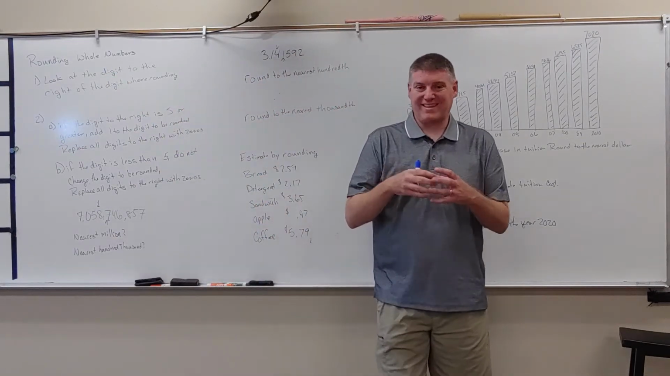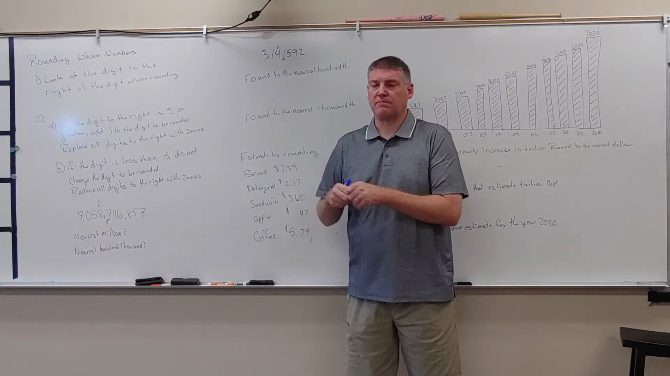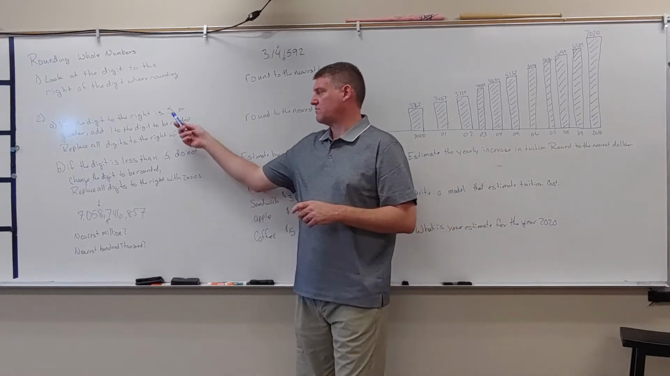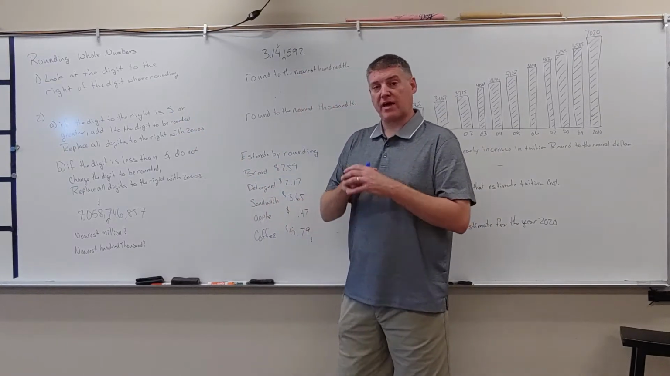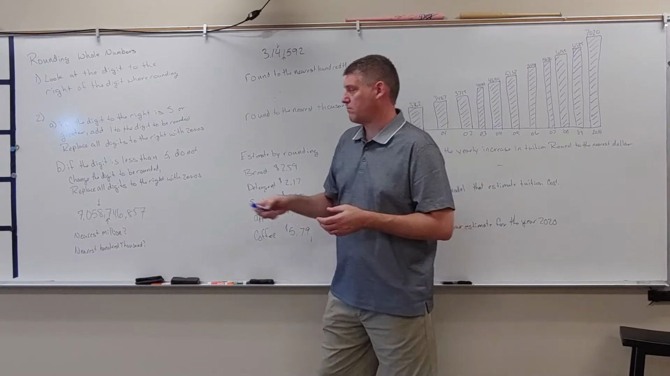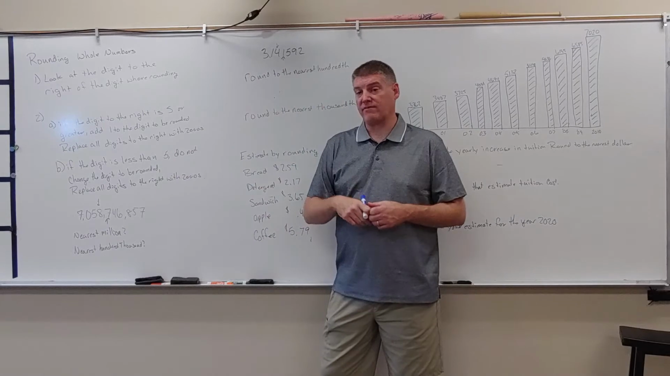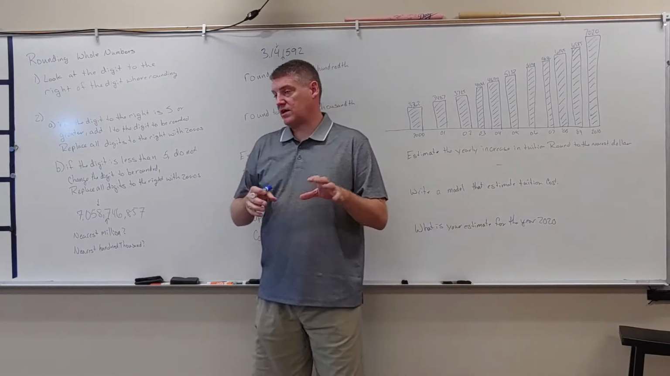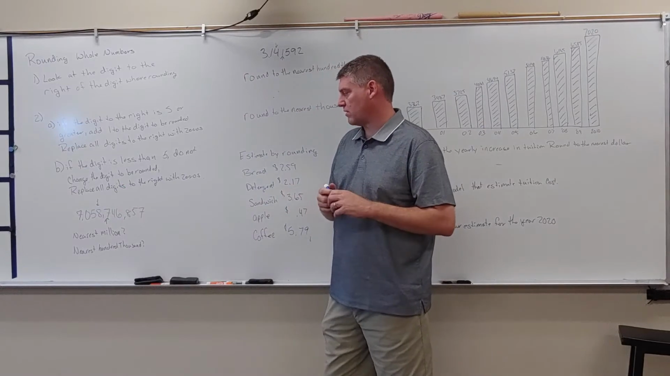We want to look at the digit we're rounding, and then we want to look at the number to the right of it. If the number to the right is 5 or greater, we're going to add 1 to the digit we're rounding and replace all the other numbers by 0. If the digit is less than 5, do nothing to the digit you're rounding and replace all the other digits to the right with zeros.